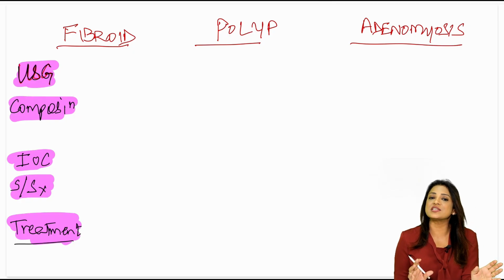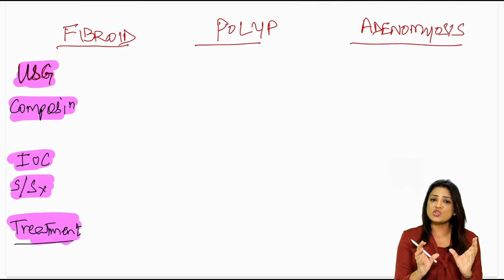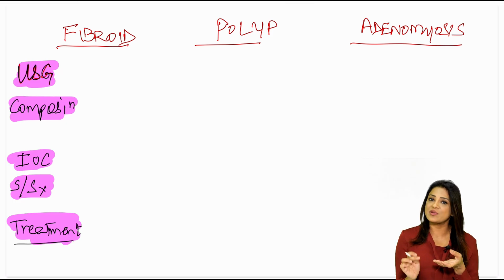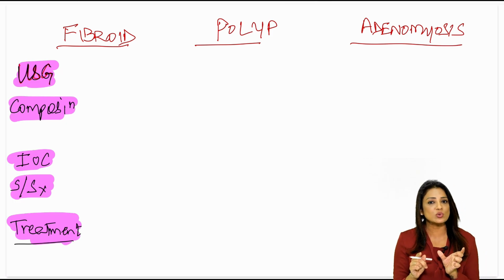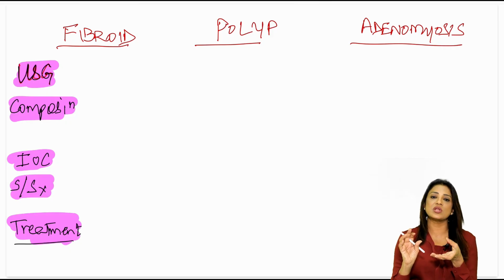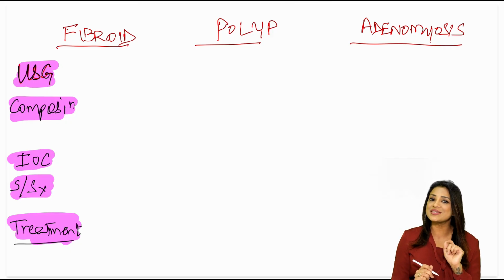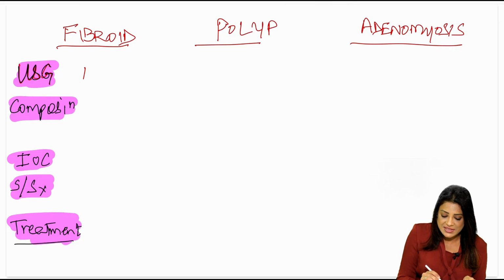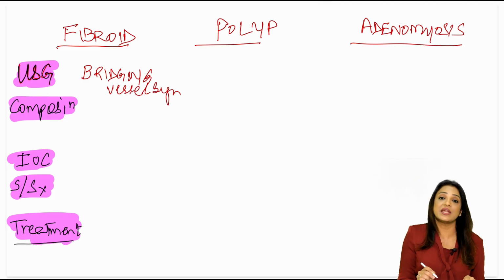Now we know the fibroid is made up of muscle and fiber, and it looks like a kind of echogenic shadow as compared to the myometrium, slightly echogenic because of the fibrous tissue inside. It has a pseudo capsule. It can give a bulky appearance to the uterus, irregular contour. But what is the typical finding that we discussed in the fibroid chapter? That is the bridging vessel sign, right? That is pertaining to fibroid.